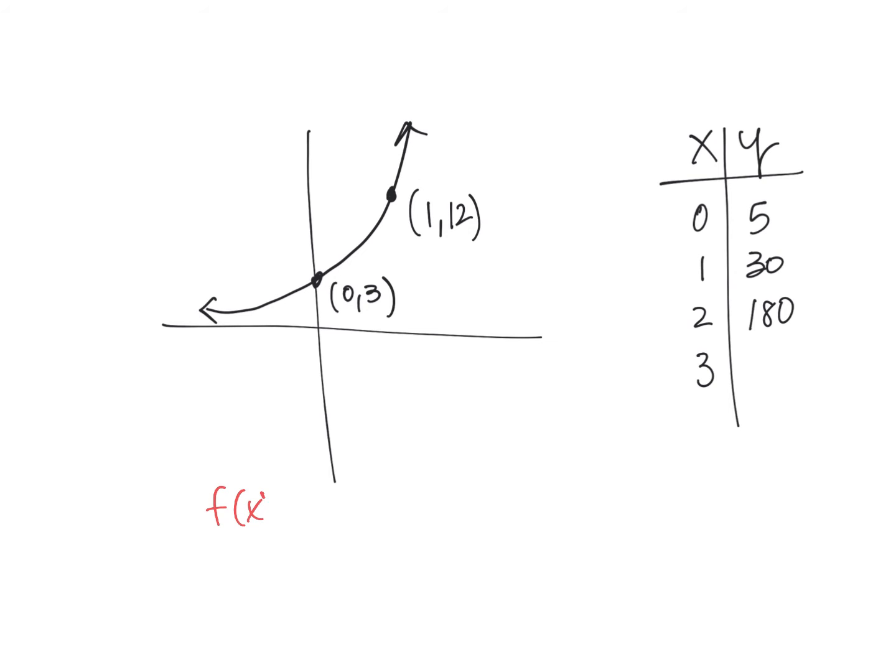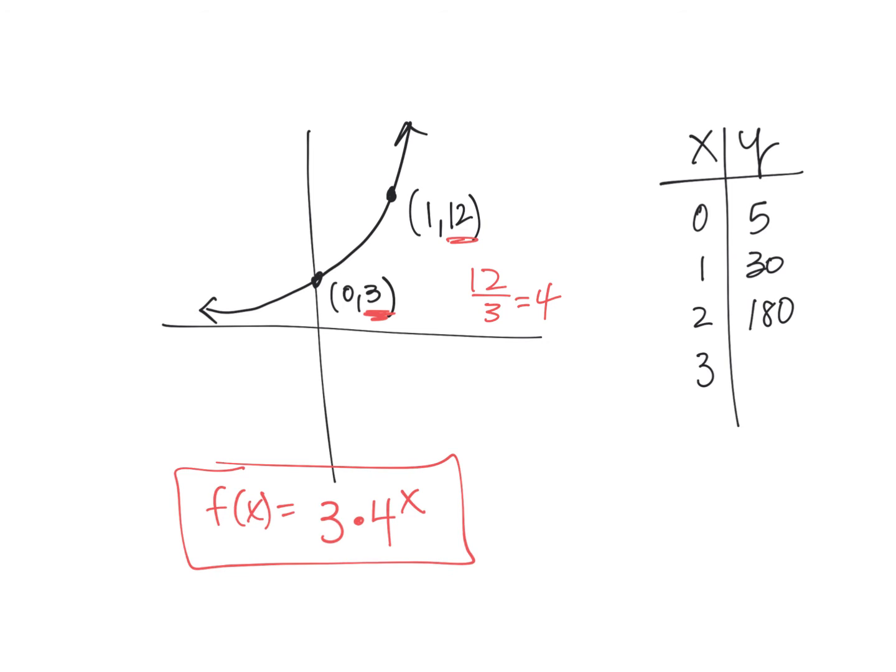All right, so the first function should be something like this. The starting value is 3, so I start with 3 times the growth. Well, I can kind of see this. It went from 3 to 12, so if I do 12 divided by 3, that's 4. So my growth is 4, so times 4 to the x. Or that's my multiplier, so my multiplier is 4.